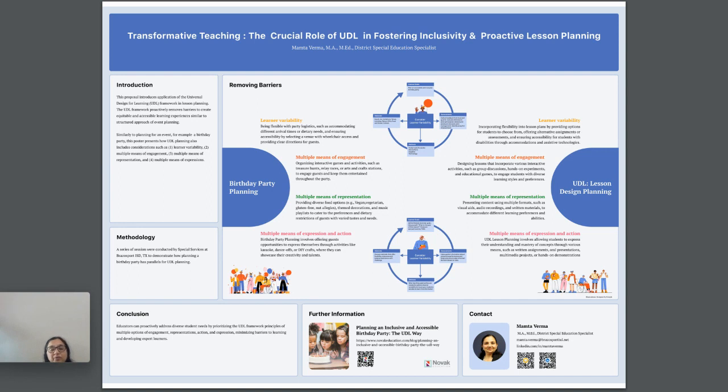So this creative approach not only made the concept of UDL more relatable, but also fostered a deeper understanding of and commitment to inclusive education.